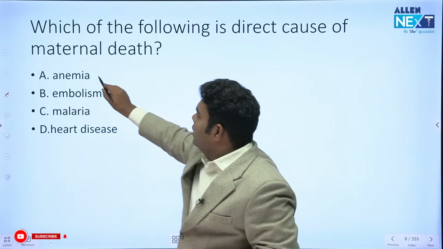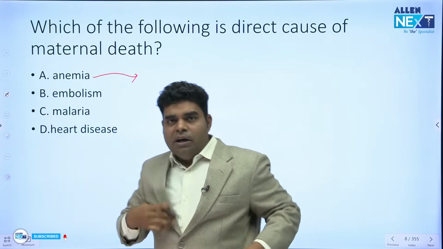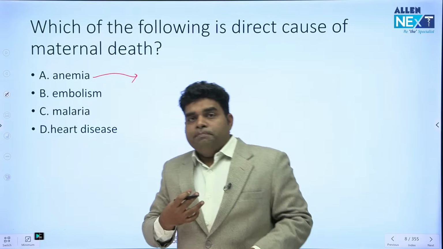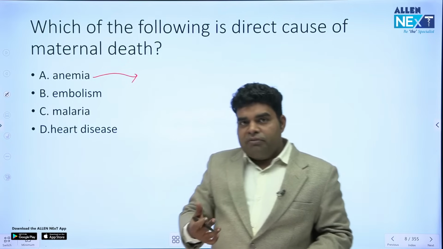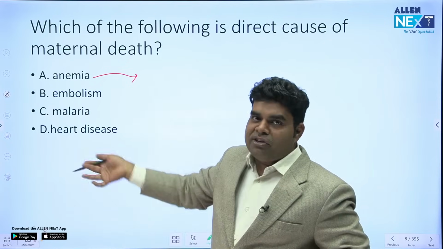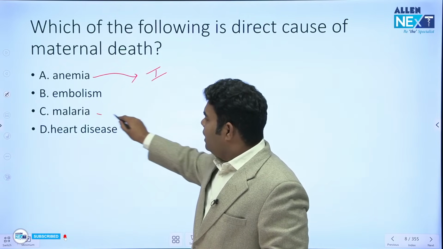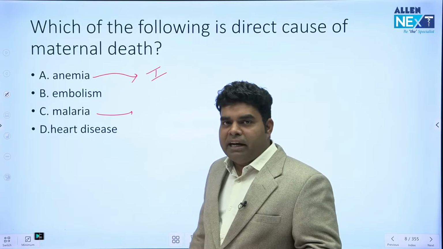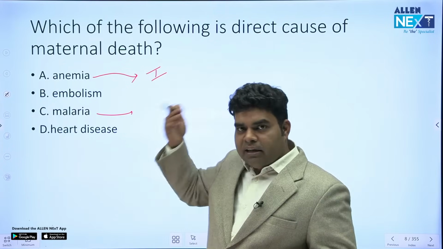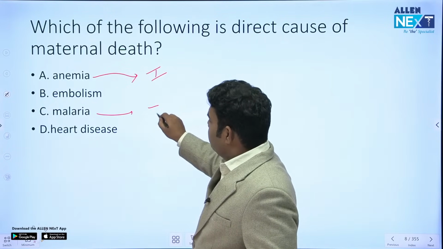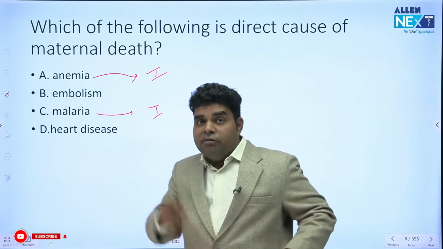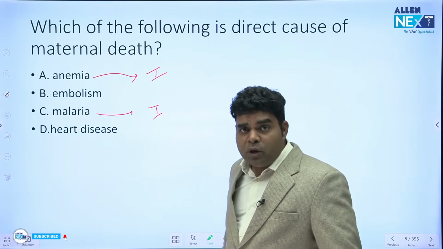If anemia occurs, it will first lead to, let's say, cardiac failure or renal failure, and then the patient will die. So anemia is indirect. If malaria occurs, it will lead to, let's say, falciparum malaria. It can lead to renal failure or meningitis and all. And then again, the patient will not die due to malaria, but due to renal failure or a brain problem. So it is also indirect.